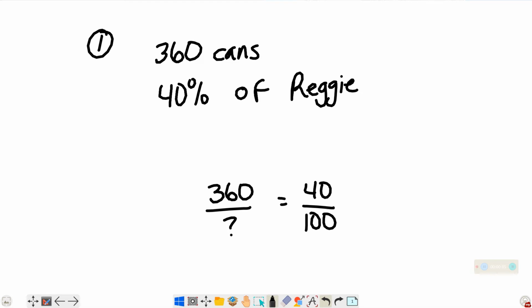And percents are always out of 100. So we are going to cross multiply, so 360 times 100, and then we are going to divide that by 40. And that tells us that Reggie has collected 900 cans.